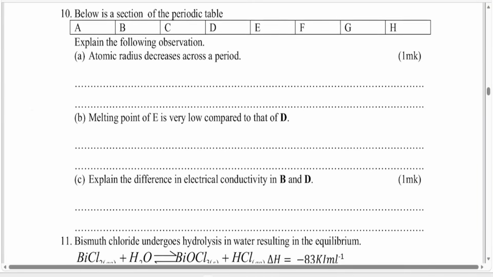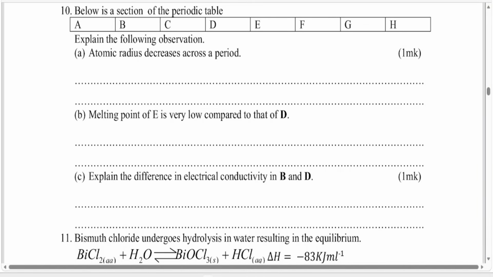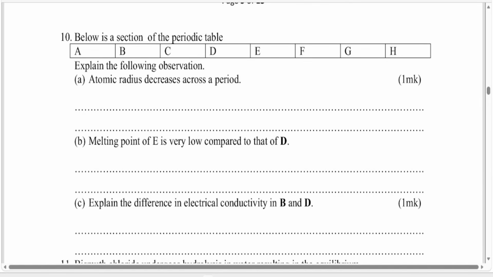Question number 10. Below is a section of the periodic table. Explain the following observation. The assumption is that this is extracted from period 3 of the periodic table. So take note of that. So we have A, B, C, D, E, F, G, H. So explain the following observation.